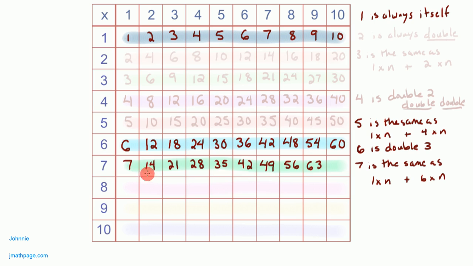And the best for last again. 7 times 10 is the same as 1 times 10, plus 6 times 10. 10 plus 60 gives us 70. Now we've just done our 7s, which are probably the hardest ones. Okay. Now we have a good idea about a lot of them. What do you think about the 8s? What would you do with the 8s?